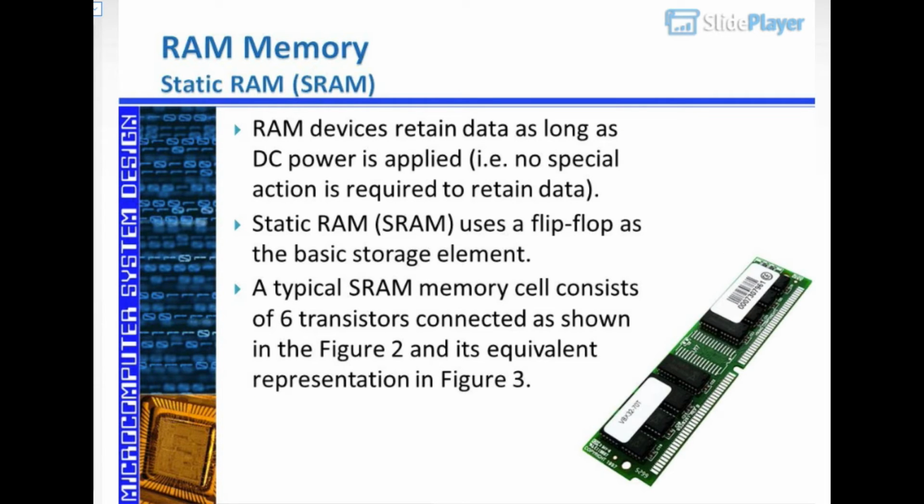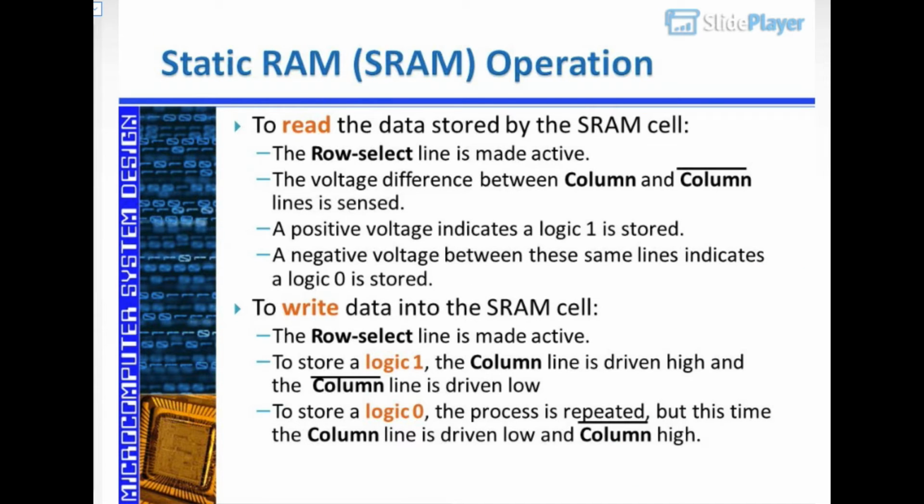RAM memory: static RAM, SRAM. SRAM devices retain data as long as DC power is applied, i.e. no special action is required to retain data. Static RAM uses a flip-flop as a basic storage element. A typical SRAM memory cell consists of 6 transistors connected as shown in Figure 2 and its equivalent representation in Figure 3.